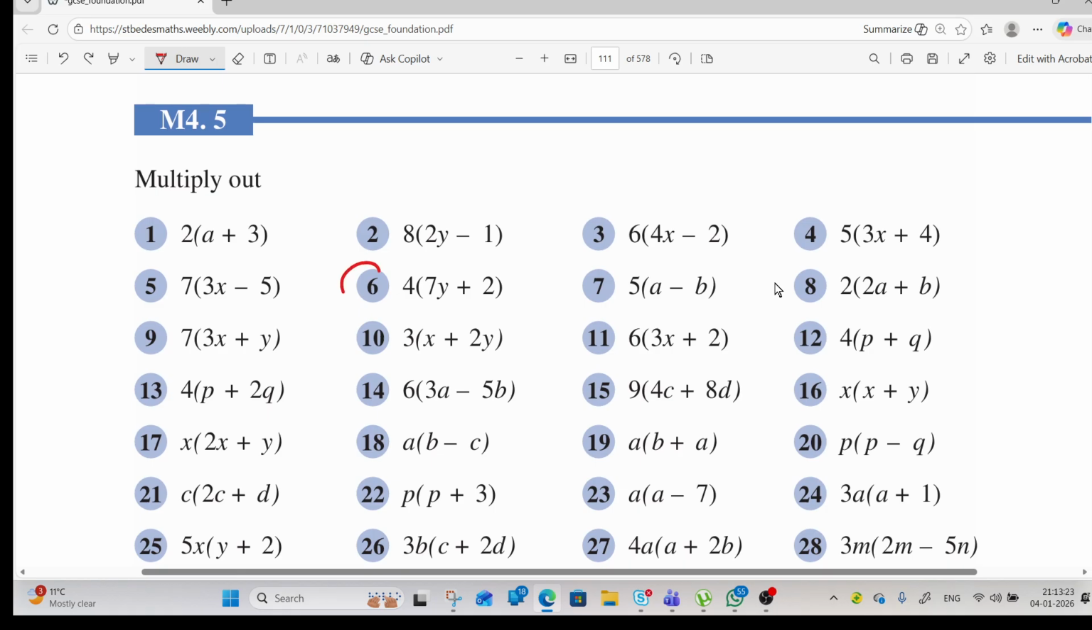Can you try this? Number 6. So 4 times 7 is 28. So you got 28, plus. What about y? 28y. Yes. 4 times 2 is 8. So the answer is 28y plus 8. Very good.